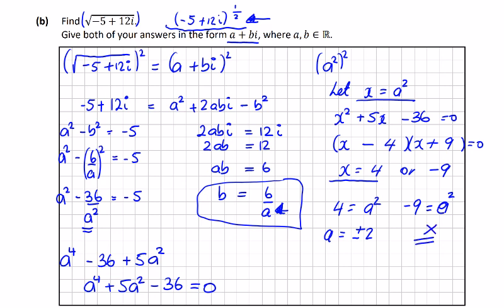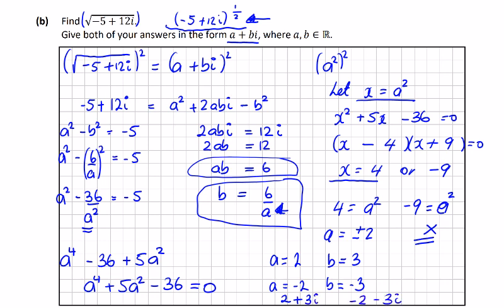So if a is 2, take both of these. If a is equal to 2, we can say that ab is equal to 6, so if a is 2, b is 3. And if a is equal to minus 2, you could see b would have to be minus 3. And they want their answers in this form, a plus bi. So we have 2 plus 3i and minus 2 minus 3i.